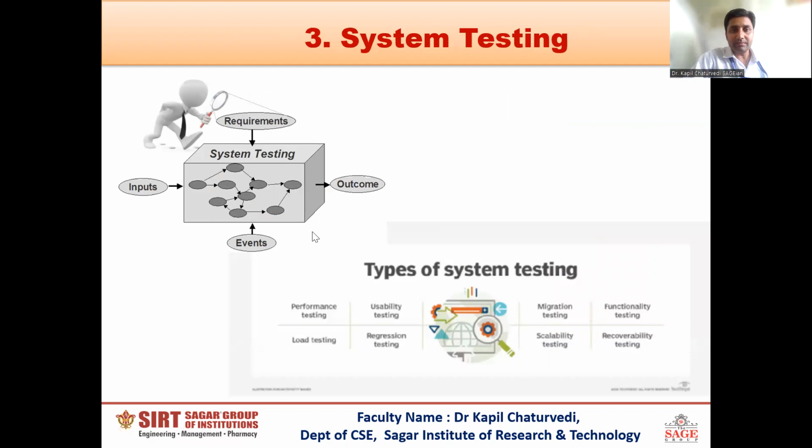Now, to understand system testing, you can see the diagram with requirements, inputs, outputs, and events. These are all our integrated modules, and now we have to apply the overall environment along with the inputs, outputs, requirements, and events over that system. There are also different kinds of testing which we apply in system testing, like performance testing, load testing, usability testing, regression testing, migration testing, scalability testing, functionality testing, and recoverability testing.